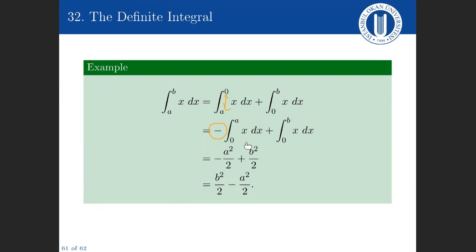And we know these. The integral from 0 to a must be a squared over 2. The integral from 0 to b must be b squared over 2. So we get our answer, rearrange this slightly, b squared over 2 minus a squared over 2.